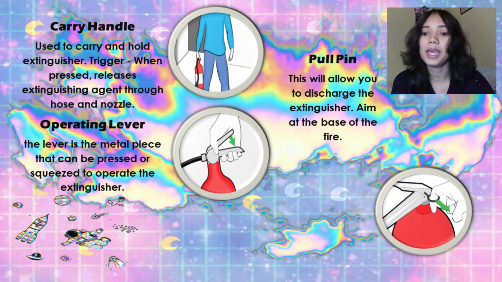Next is the pull pin. This will allow you to discharge the extinguisher. Aim at the base of the fire. So, the pull pin is a locking pin inserted into the valve portion. It is used to make sure that the fire extinguisher is not discharged accidentally by pressing or squeezing it while transporting.